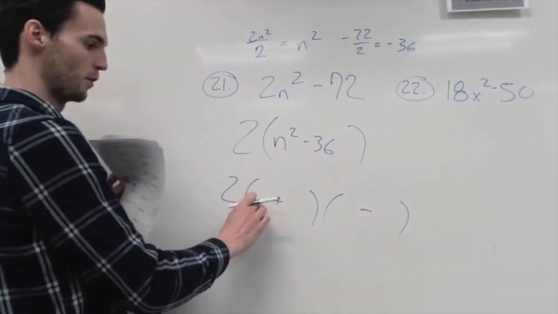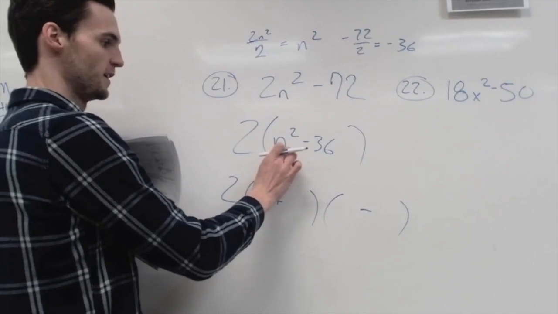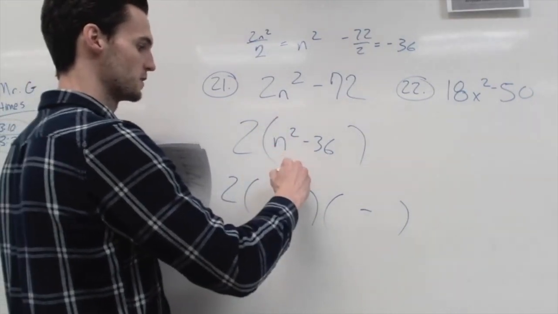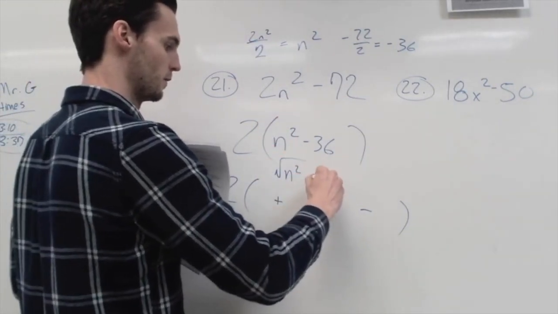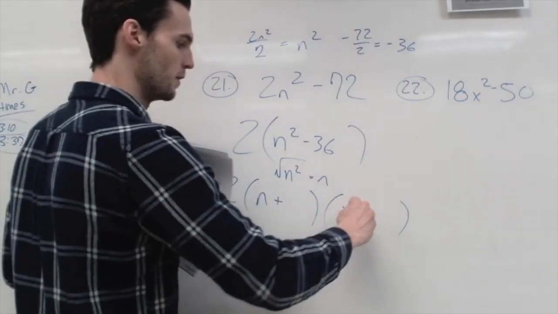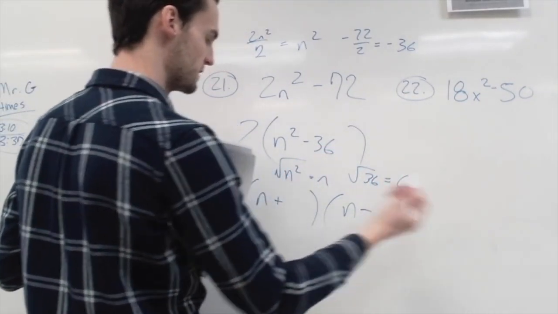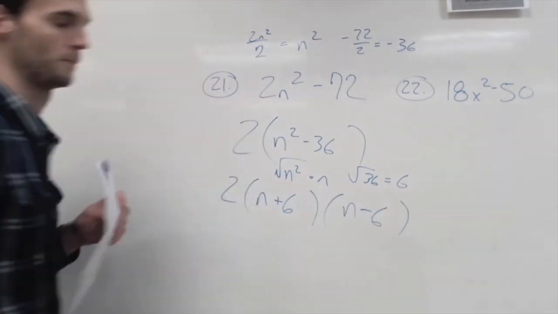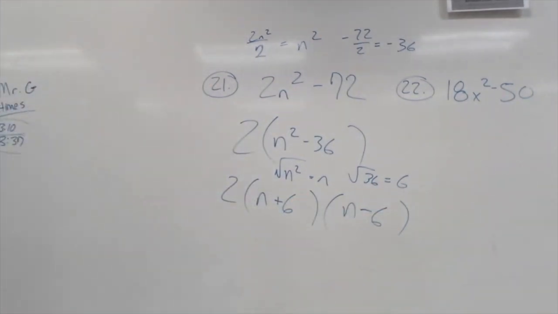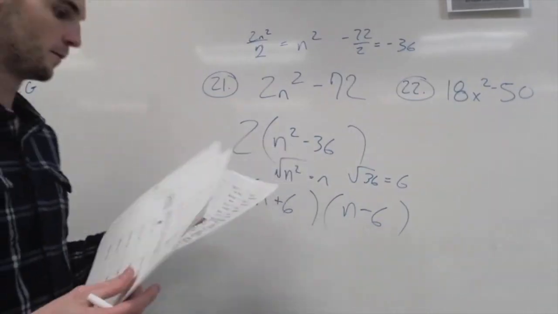So a, remember, is just the square root of it. So it's n. And then 36, we're going to find the square root of it, which is 6. So that is your final answer for 21.